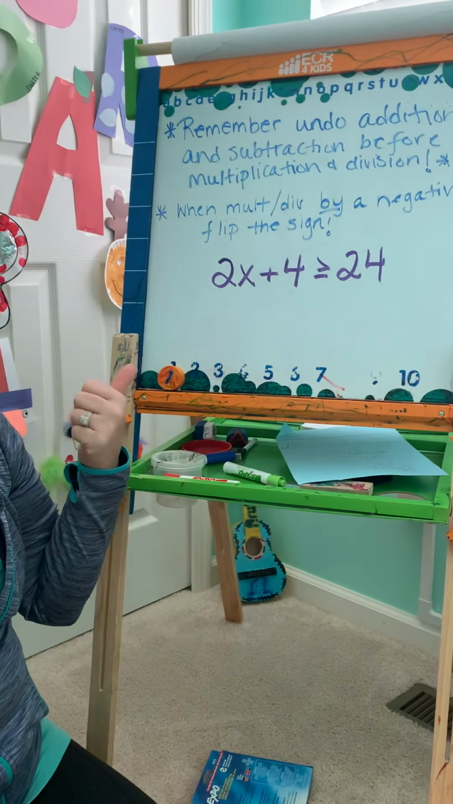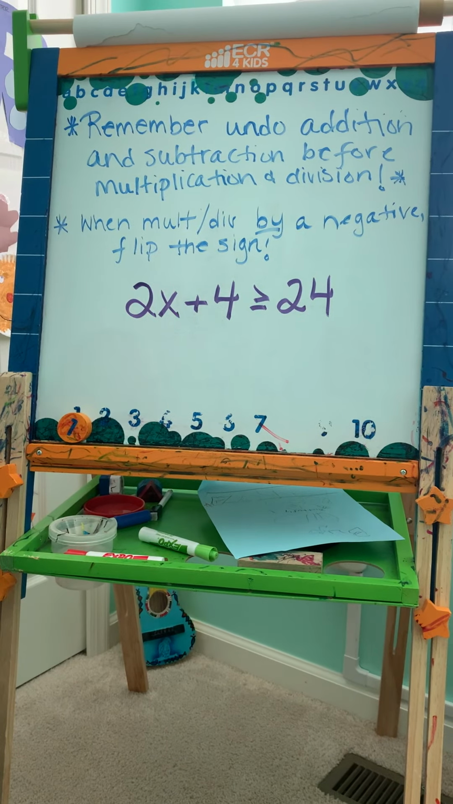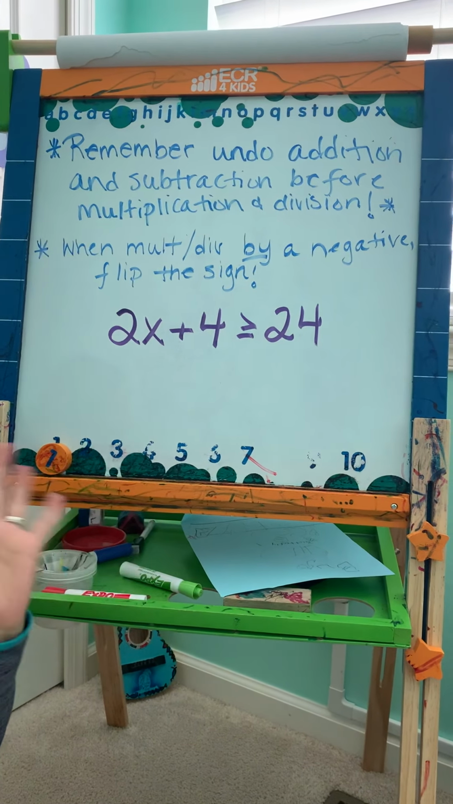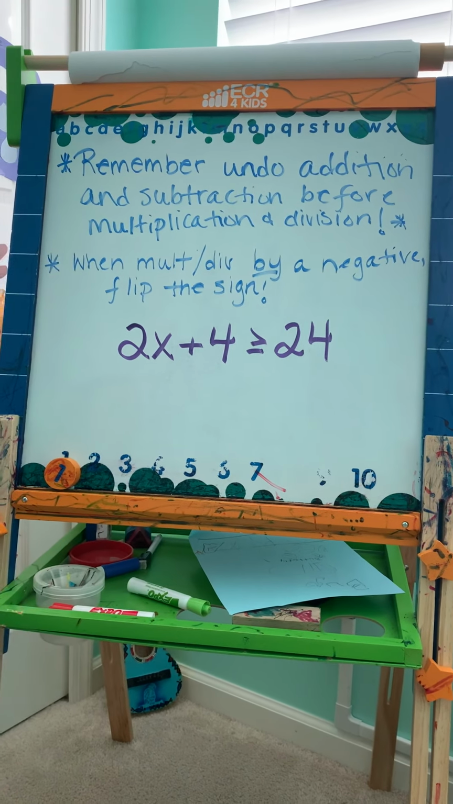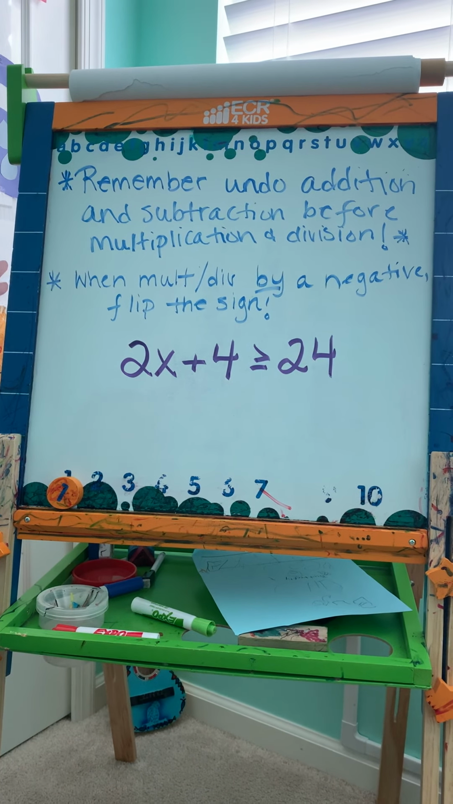So remember, when we're solving, you always want to undo the addition and subtraction before the multiplication and division. Remember, we talked about that sock and shoe method. So it's the opposite of PEMDAS. So undo addition and subtraction, then undo the multiplication and division.